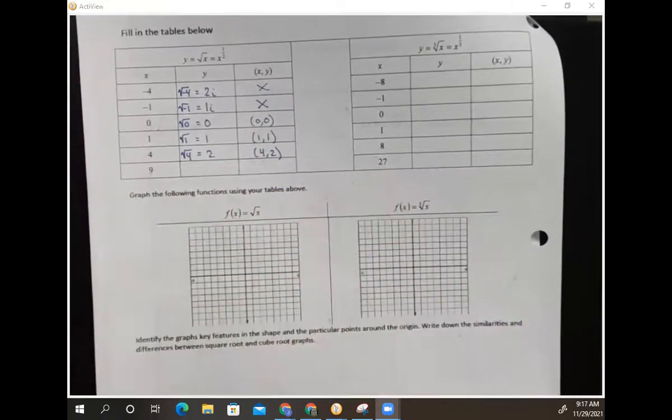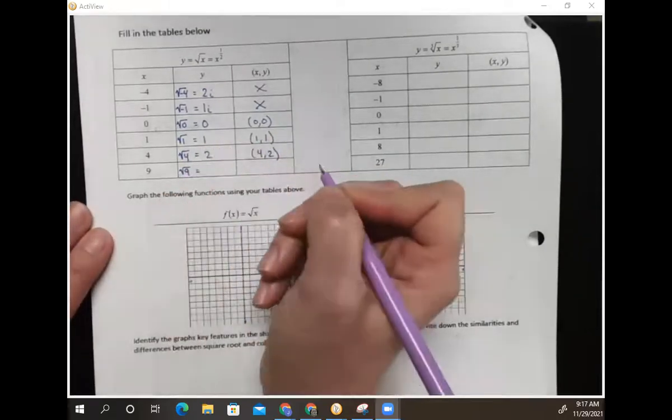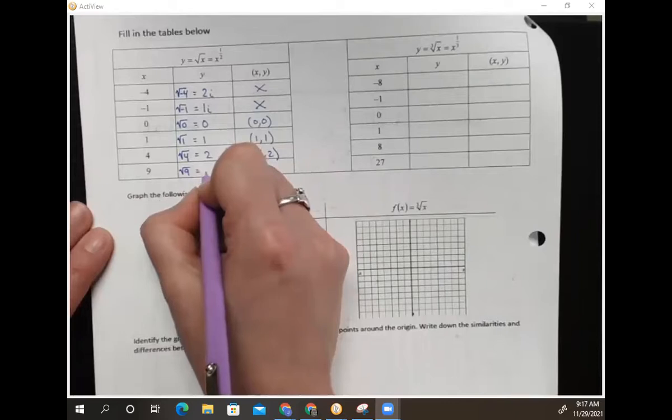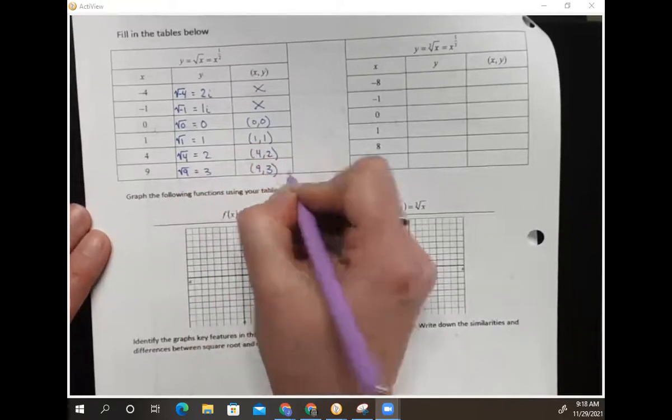So when we've made tables in the past, we tend to pick just a list of x values in order, no skipping around. As we're working on these square root and cube root problems, keep in mind that you don't have to pick every x. You can pick x's that are going to make your work a little easier. So that's what we've done here. So for our final x value, square root of 9 gives me 3. So I have the point 9, 3.